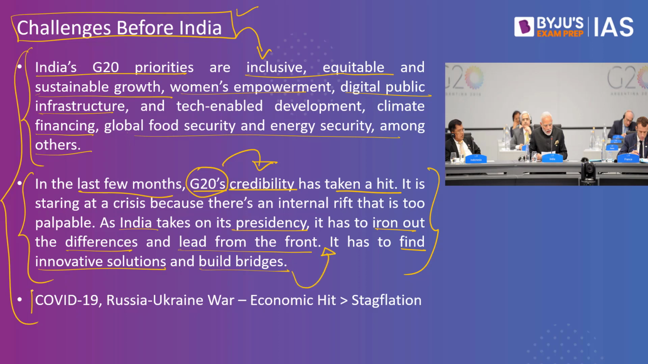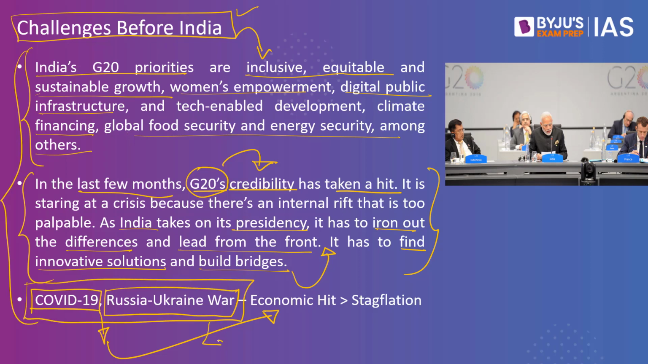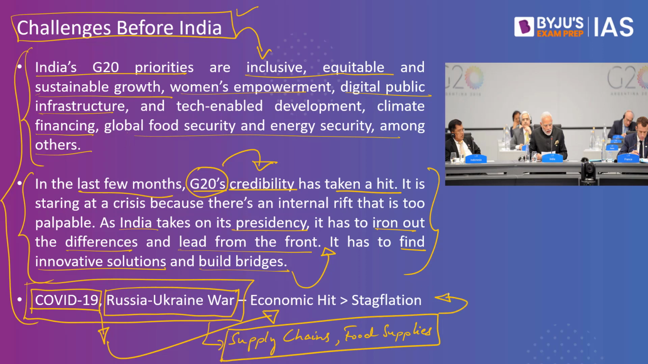The toughest challenge for India would be dealing with the fallout of the COVID-19 pandemic, which has disrupted the economy, along with a major disruption caused by the Russia-Ukraine war. These two events have not just hit the global supply chains, but they've also disrupted food supplies, thereby risking food inflation and raising the threat of global hunger.